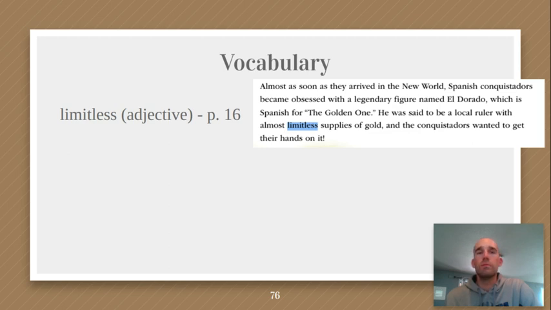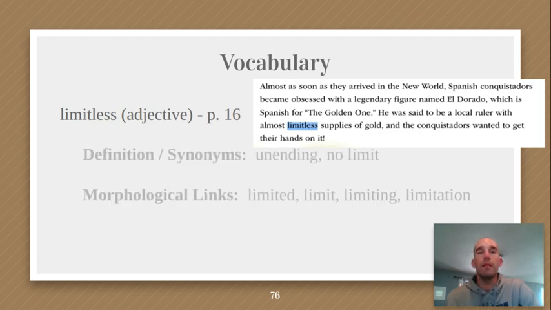Also, those 2 words, limit and less. Limit means like a small amount of something. And less, a lot of times, as a suffix at the end of the word, means to not have that. So in this case, it means to not have a limit or unending or no limit. Some morphological links include limited, limiting, and limitation. So a lot of morphological links there. You can probably think of some of your own that you could add in as well.